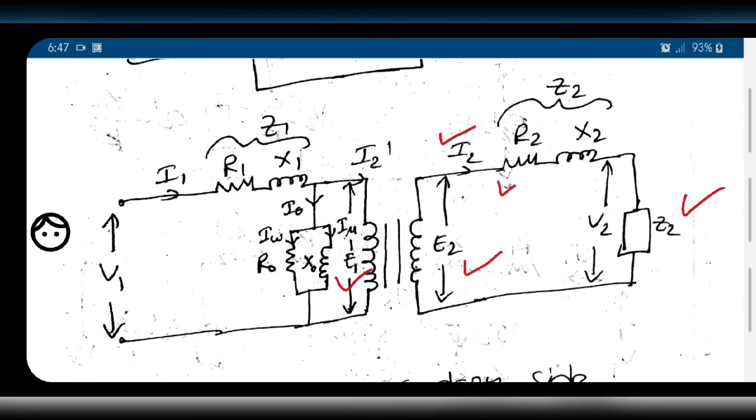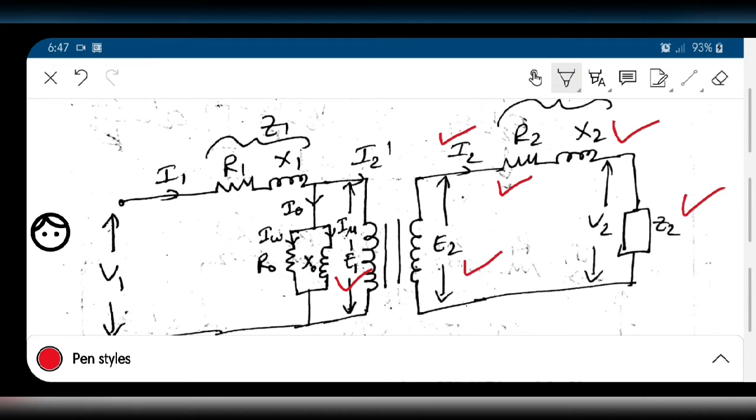Next, R2 is the secondary resistance. X2 is the secondary winding reactance. The combination of these two is Z2. Z2 is the secondary impedance. So this is the equivalent circuit of transformer.